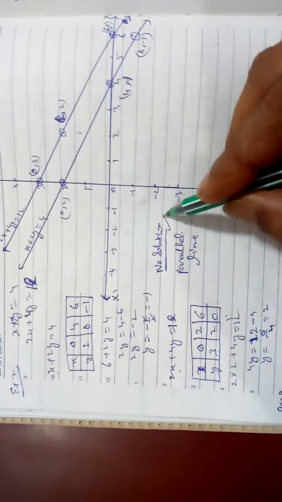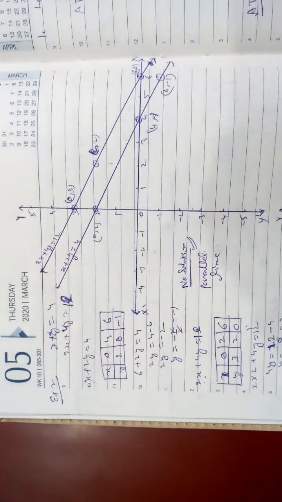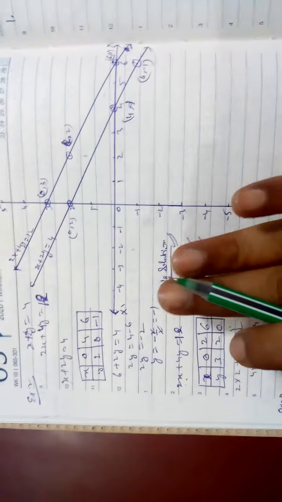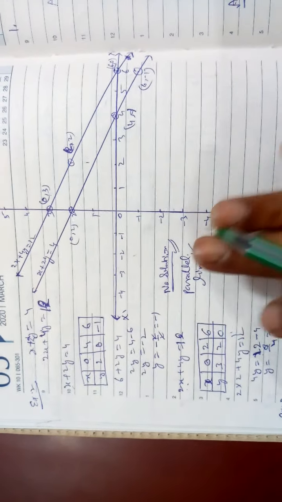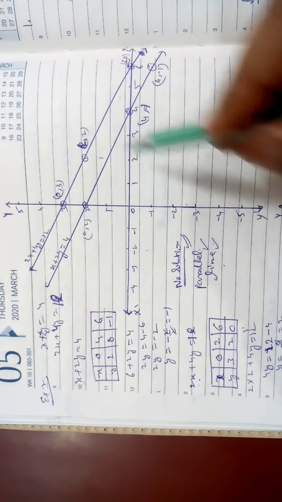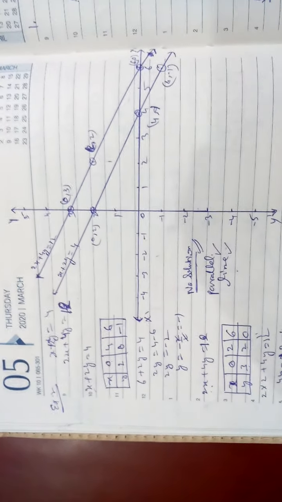Both never intersect even after producing, so there is no solution, no common point between them. It is called parallel lines. So there is no solution. If you solve it, you are not getting any answer. You are getting parallel lines, which have no solution.